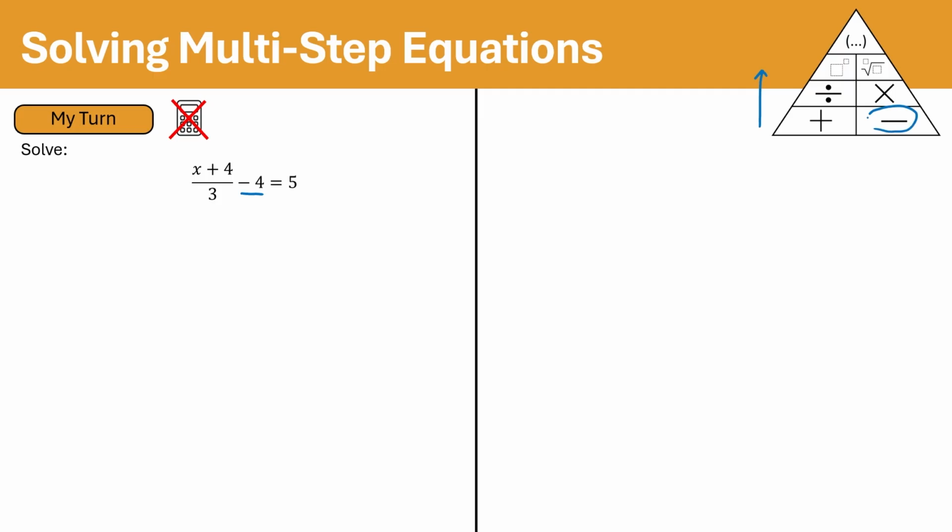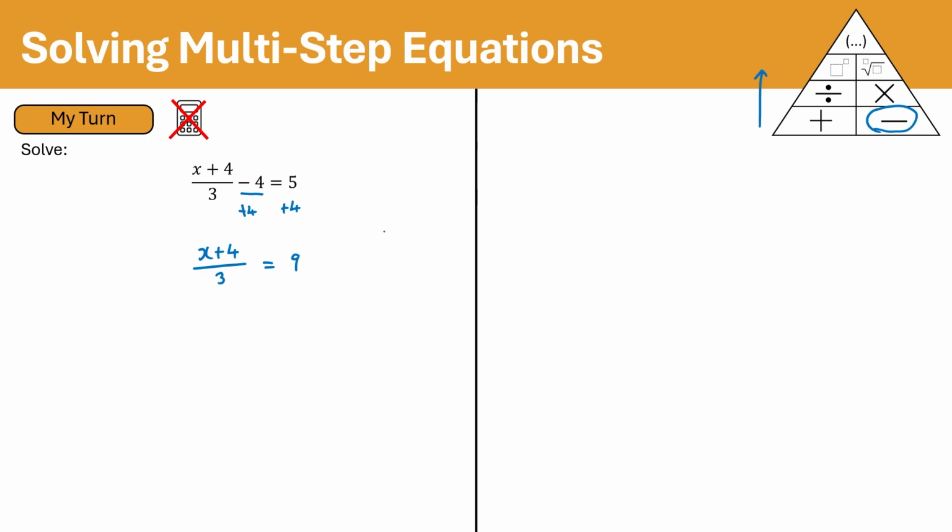I'm going to undo the subtraction first. And to do that, I'll add 4 to both sides. That leaves me with (x + 4) divided by 3 on the left-hand side is equal to 9. Now, although I just said that we undo our addition and subtraction before our division, and we do have both on the left-hand side of this equation, because I'm dividing both the x and the positive 4 by 3, I actually want to undo the division by 3 first.